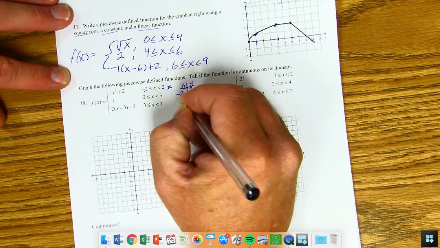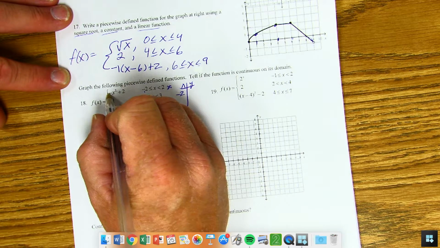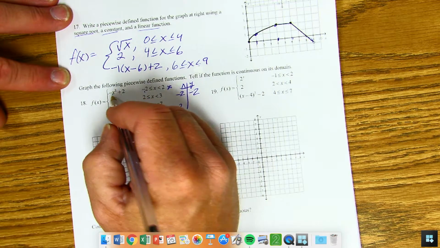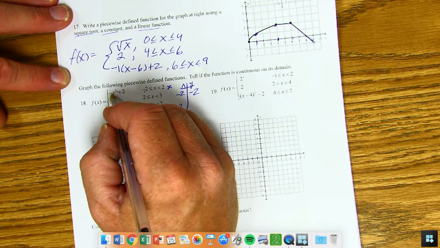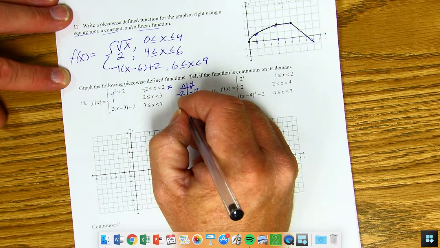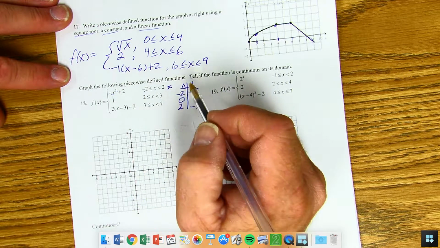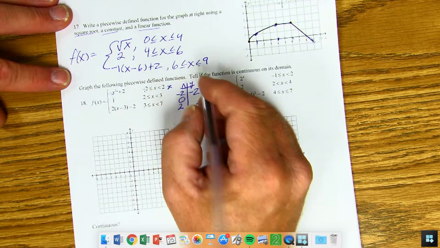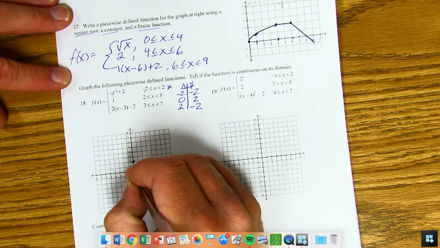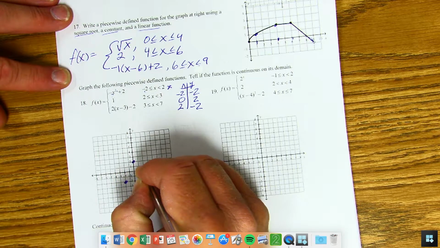From -2 to 2. Plug -2 in. -2 squared is 4, negate, -4, plus 2, -2. Plug 2 in. 2 squared is 4, negate, -4, plus 2 is -2. We might want to see what's happening in between, so let's plug in 0. 0 squared is 0, negate, 0, plus 2 is 2. So at 0, it's a 2; at -2, we're at -2; and at 2, I'm at -2.